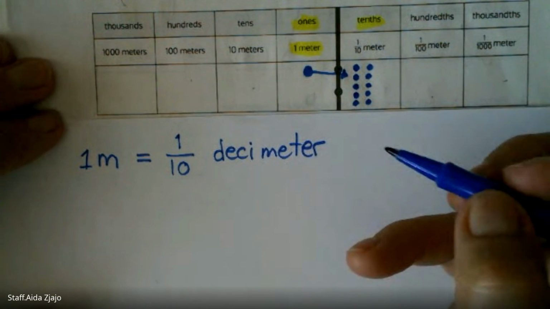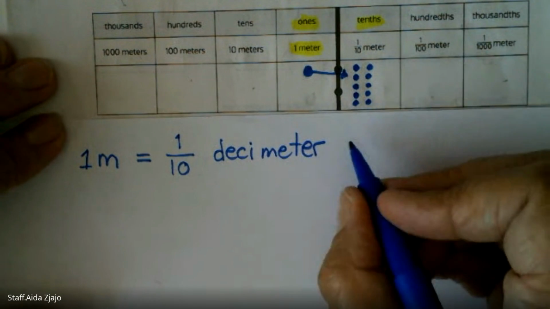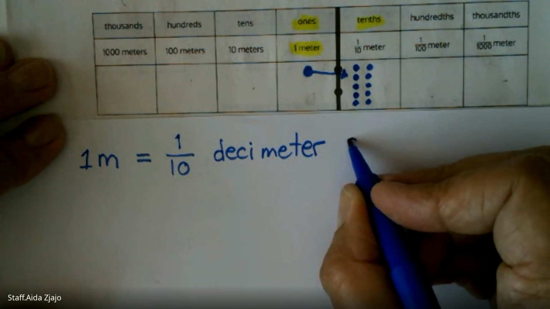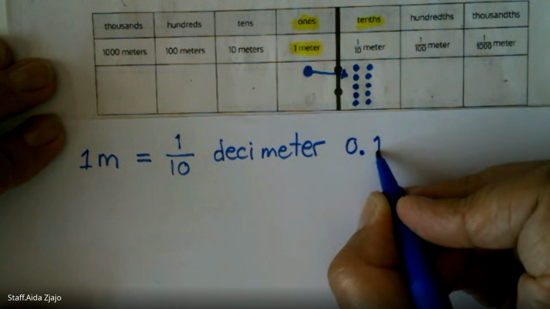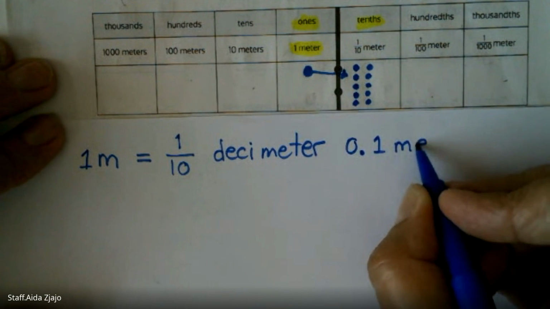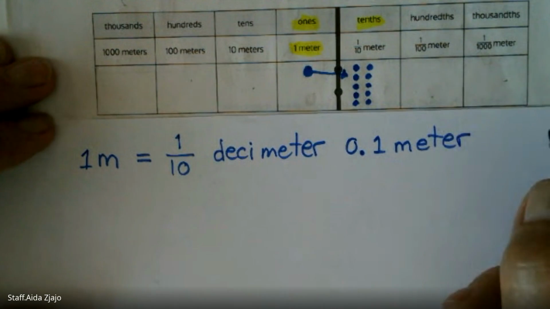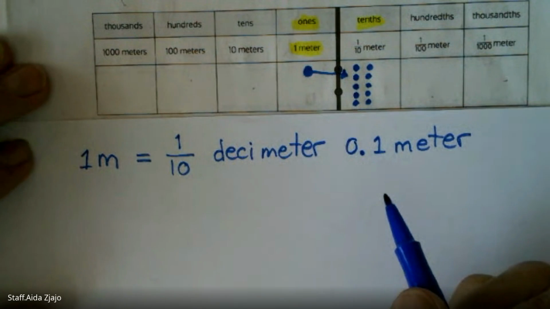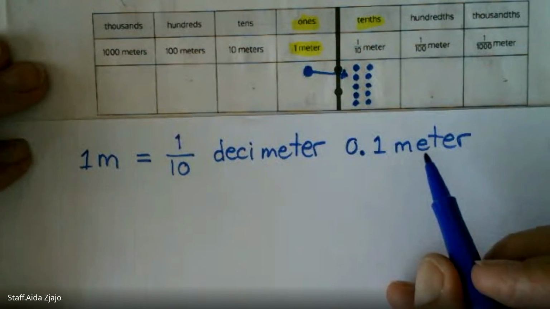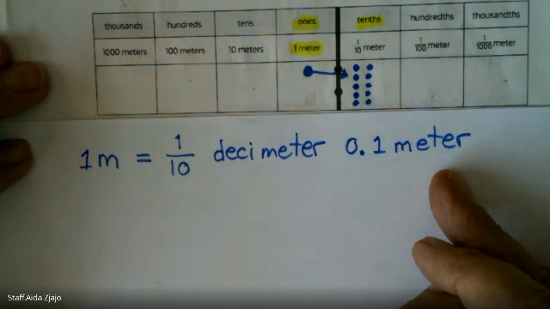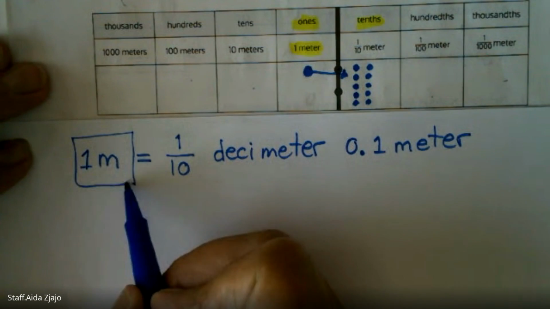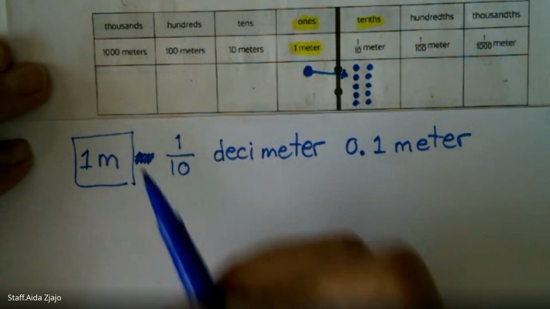Okay, so we can also say that 1 decimeter, 1/10 of the meter, is 0.1 meter. Okay, and everything starts with meters, so I don't need this one here.